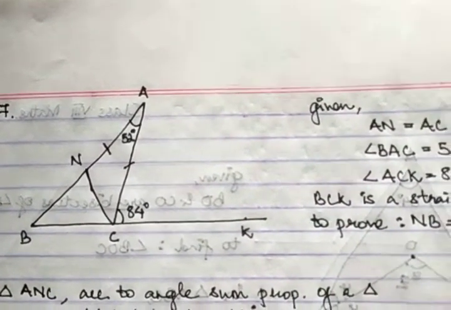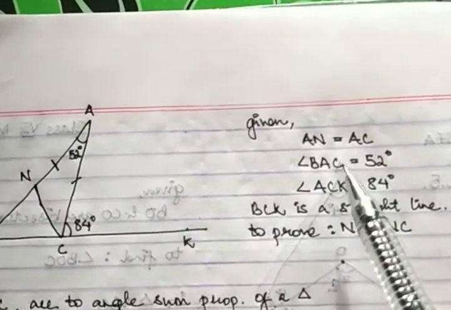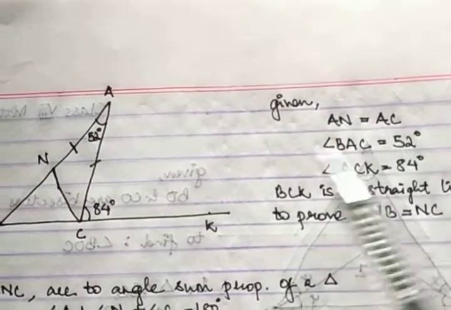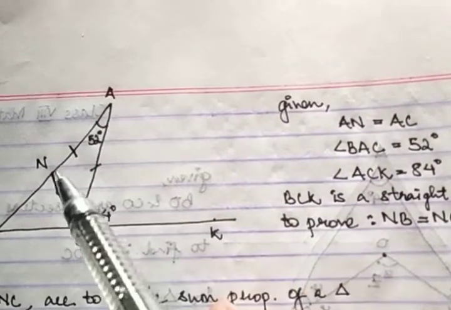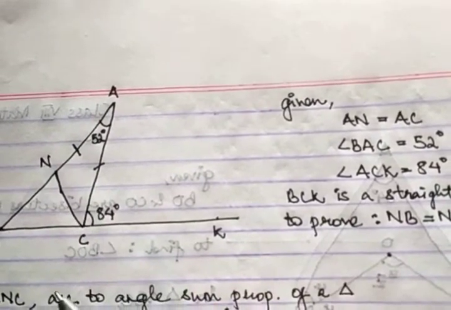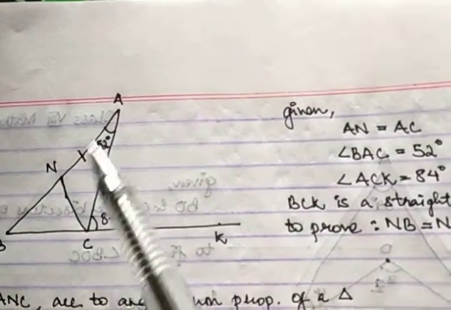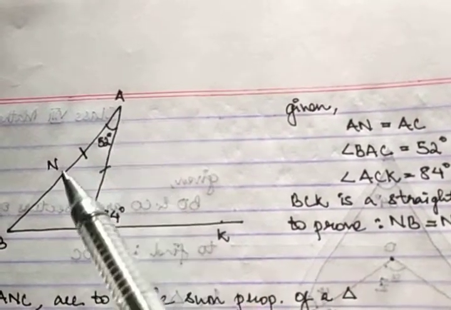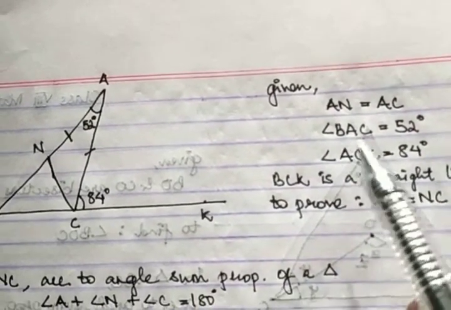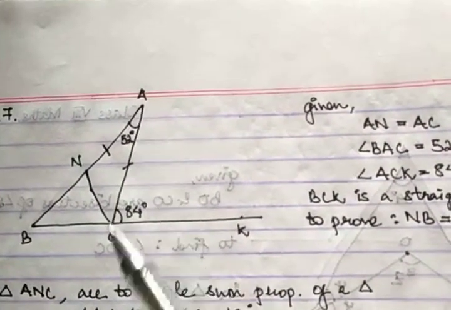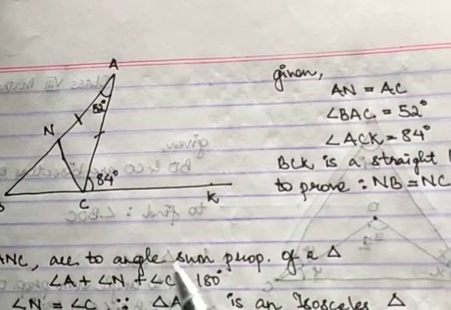Now, what are the given terms here? The given things: AN equals AC. That means just up to here, so we have to deal with the smaller triangle as well. Because they have used just this side, obviously we have to deal with the smaller triangle. And angle BAC equals 52 degrees. Angle ACN equals 84 degrees.